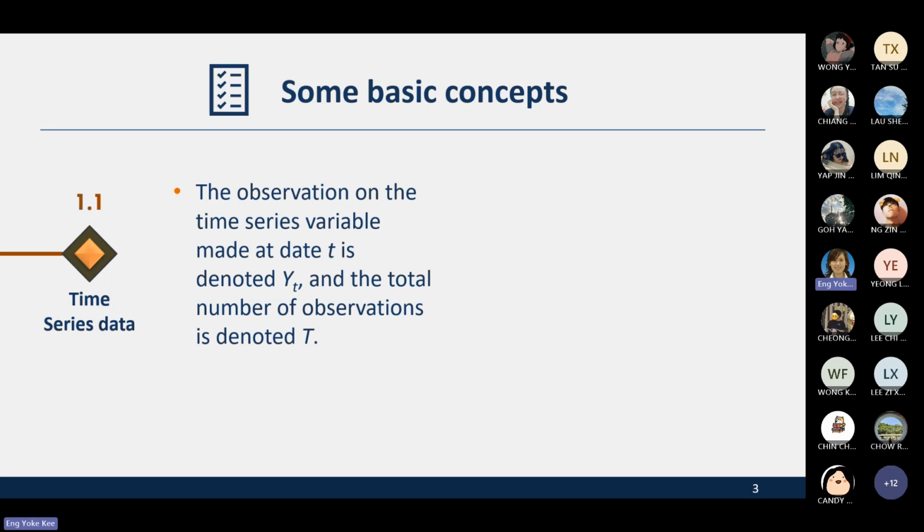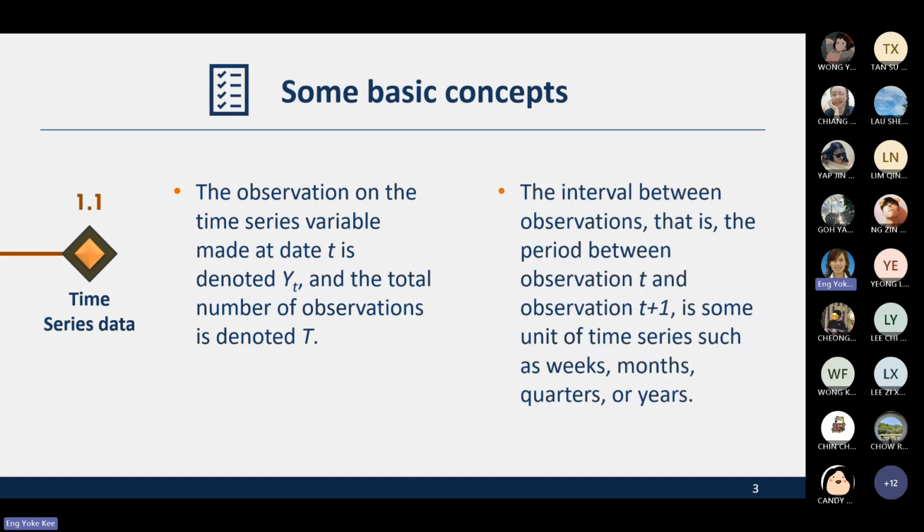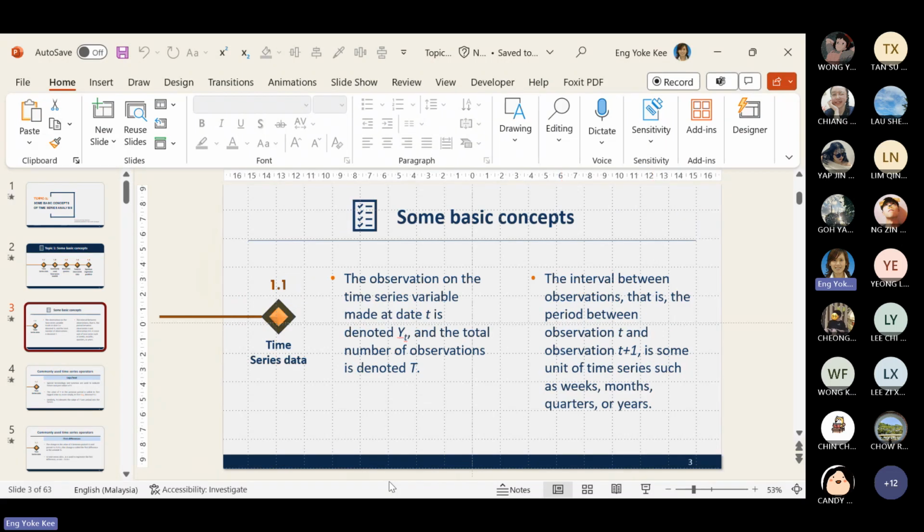So how do you define time series data? How are time series data different from others? Pretty simple. The observations of a time series variable are made at date t, denoted by this. So this is the notation that we use. Okay, so let's look at this time series data.